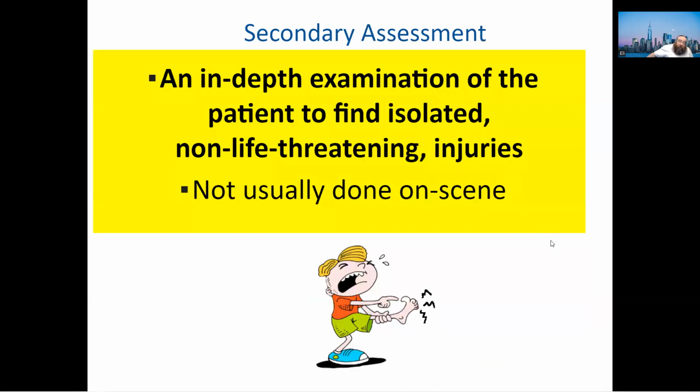Well, we did the primary assessment. Now we've got to talk about the secondary assessment. Obviously, primary comes first, secondary comes second. Wow, amazing. Now, we're going to do an in-depth examination of the patient. What are we looking for now? Non-life-threatening injuries. So let's just get this very clear. Primary assessment is to locate and treat. Notice, locate and treat.